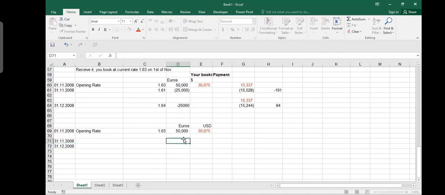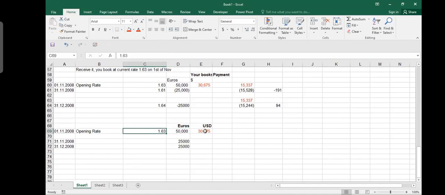And how are you going to pay? Your supplier has given you a 50,000 euros invoice. So you have to pay 25,000 euros here, 25,000 euros here. This is what you agreed with the supplier. When you record it in your books, on that date, the invoice value was 1.63. So you thought that your liability is 30,675 USDs. So how much do you have to pay in USDs? In your books, this is what you expect to pay. You say that I will make 2 payments in USDs like this, right?